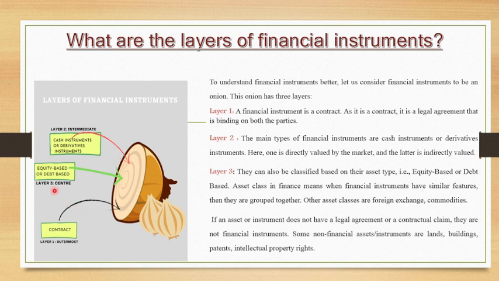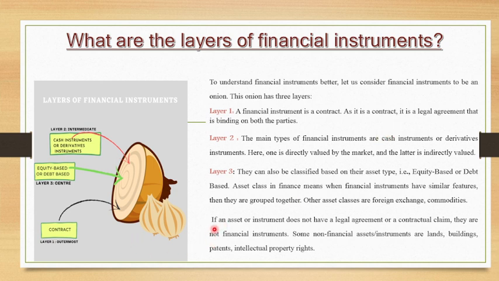Next we come to layer 3. Layer 3 is the center part, equity based or debt based. They can be classified based on their asset type, that is equity based or debt based. Asset class in finance means when financial instruments have a similar feature, then they are grouped together. Other asset classes are foreign exchange or commodities. This is about layer 3.